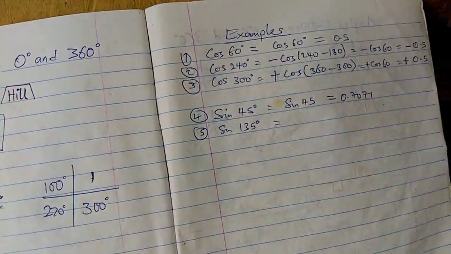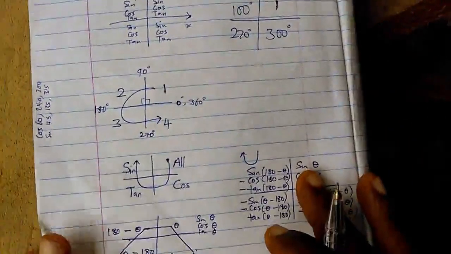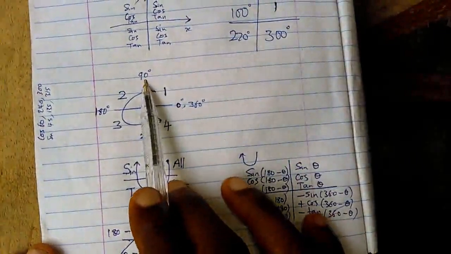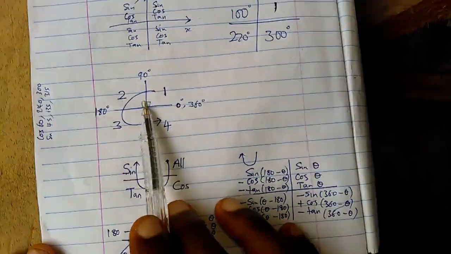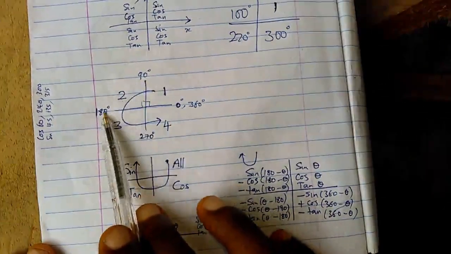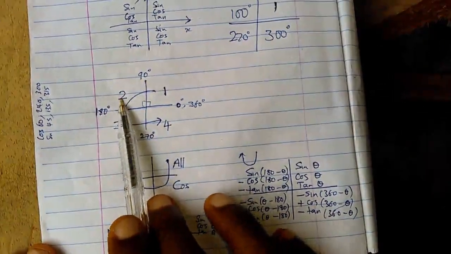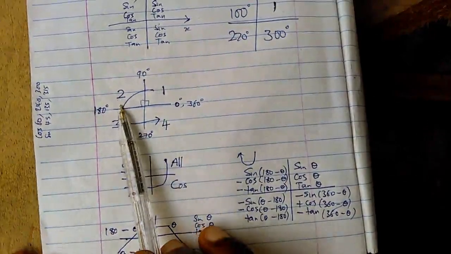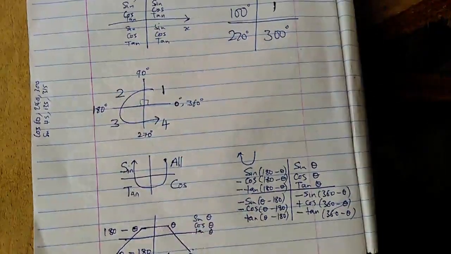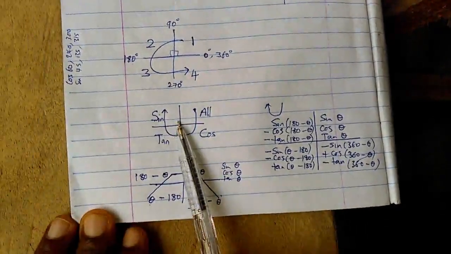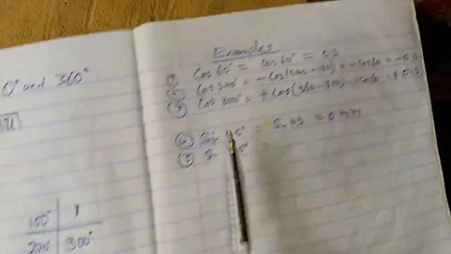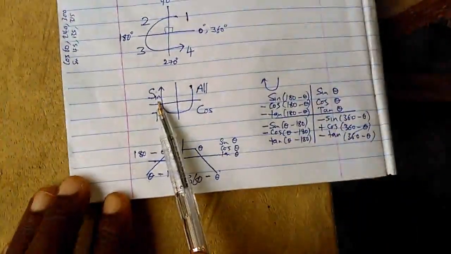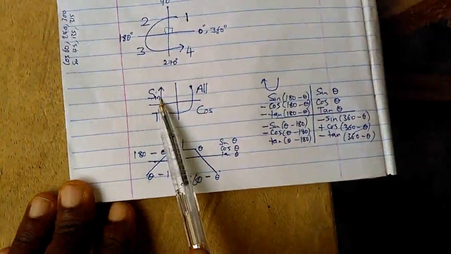As usual, the first thing to consider: 135 degrees is found in which quadrant? It is more than 90 and less than 180, so it's in the second quadrant. So what do we do with the second quadrant? Which sign do we give to sine in the second quadrant? Sine is positive. Only sine is positive.